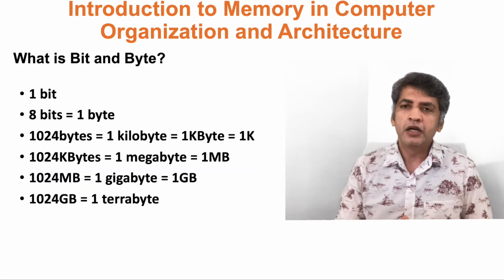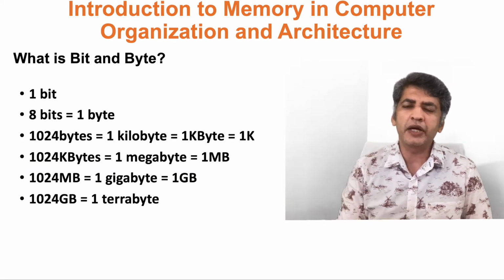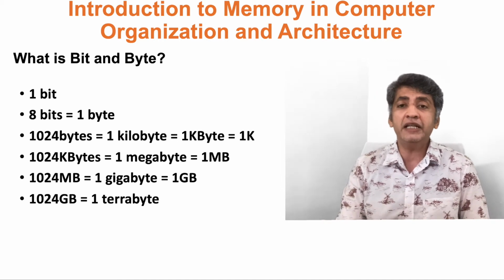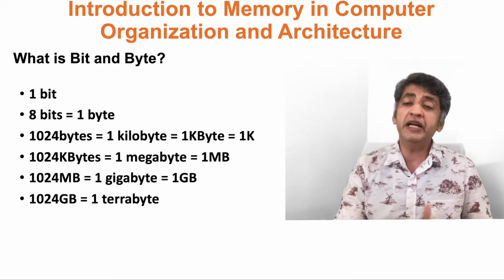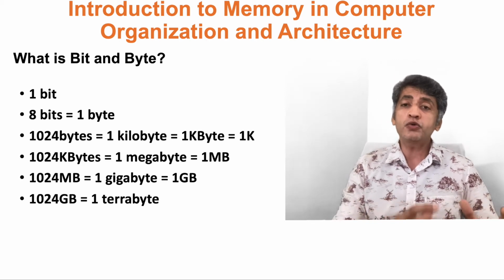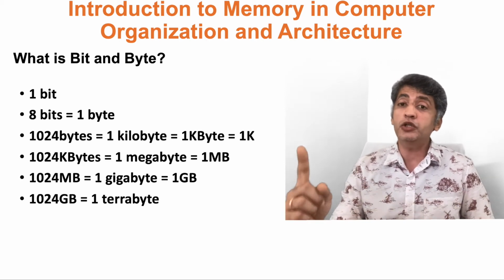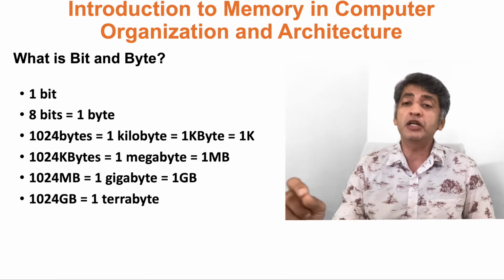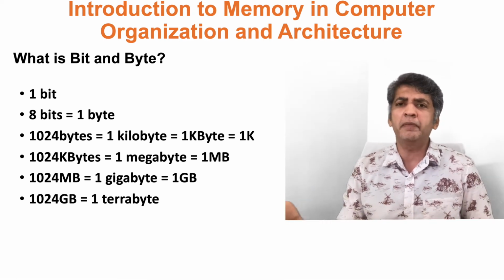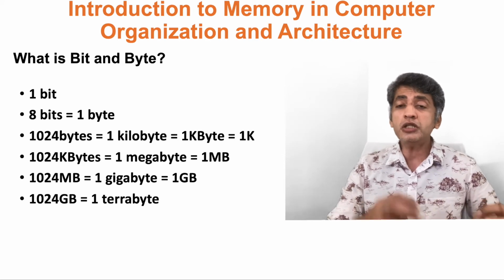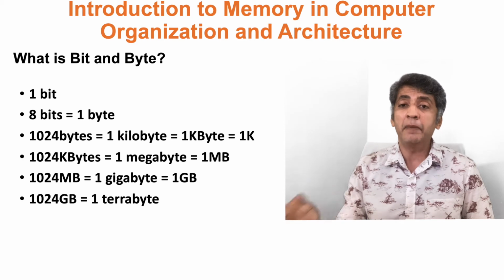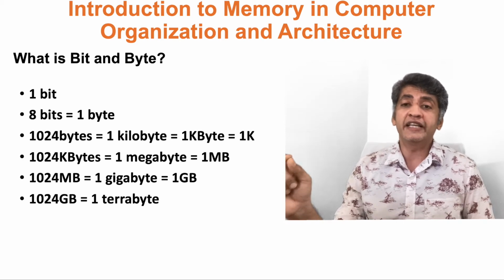On the screen, first is a bit, which is the basic unit. Then if you are moving to the byte, how many bits are required? 8 bits are equivalent to 1 byte. Another conversion is 1024 bytes equivalent to 1 kilobyte. So usually you can say 1 KB. Now if you're moving to megabytes, that is MB, 1024 kilobytes are equivalent to 1 megabyte, that is 1 MB.